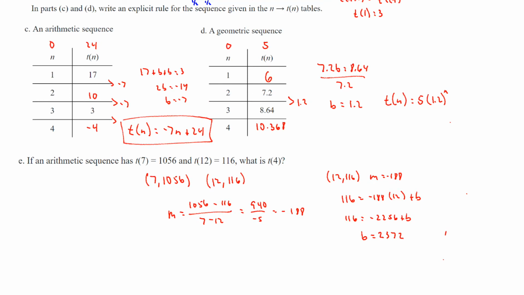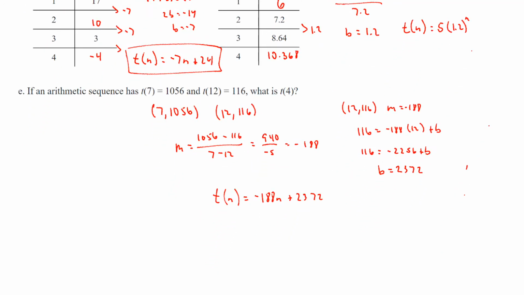So I found the b value, which means we can write the sequence. T of n is equal to negative 188 times the term number, and then plus your initial, which is 2,372. So if I want to find what t of 4 is, I can just plug in 4 into the sequence. Now, I went through and did it algebraically. There are obviously other things you could do to solve for this. Maybe set up a table, find the missing values that way, and that's fine too. So t of 4 is equal to 1,620.